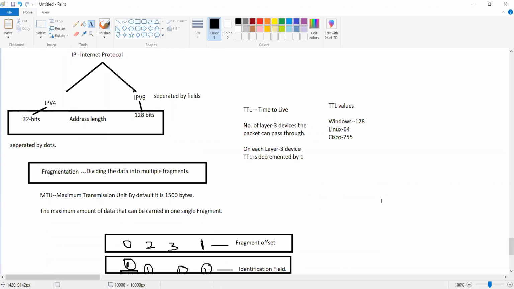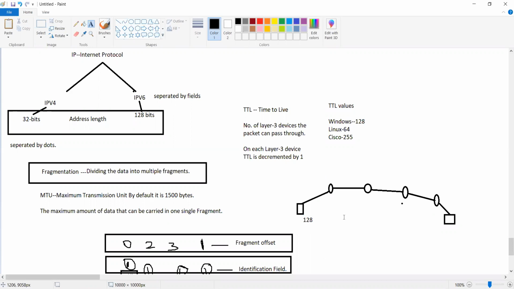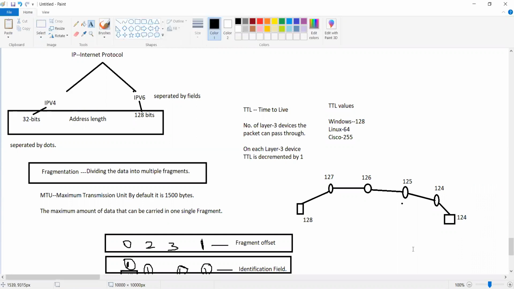Basically, what I was mentioning here is, for example, there are layer 3 hops involved, layer 3 devices. This is my PC and this is my destination PC. Like I said, my TTL is 128 here, but once it comes here, it would be 127. Then here the TTL would come as 124. Am I clear? Only on the layer 3 device it is decremented. The PC will not decrement any TTL.